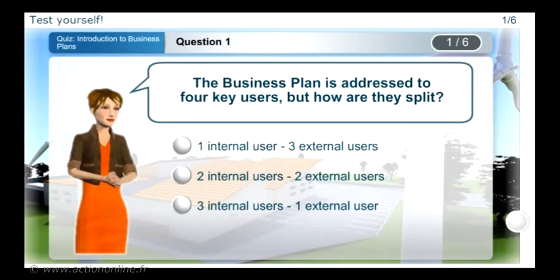The business plan is addressed to 4 key users. But how are they split? Congratulations! That's the right answer. The business plan's internal users are the project owners. The 3 external users are the bankers, investors, and selection panel.